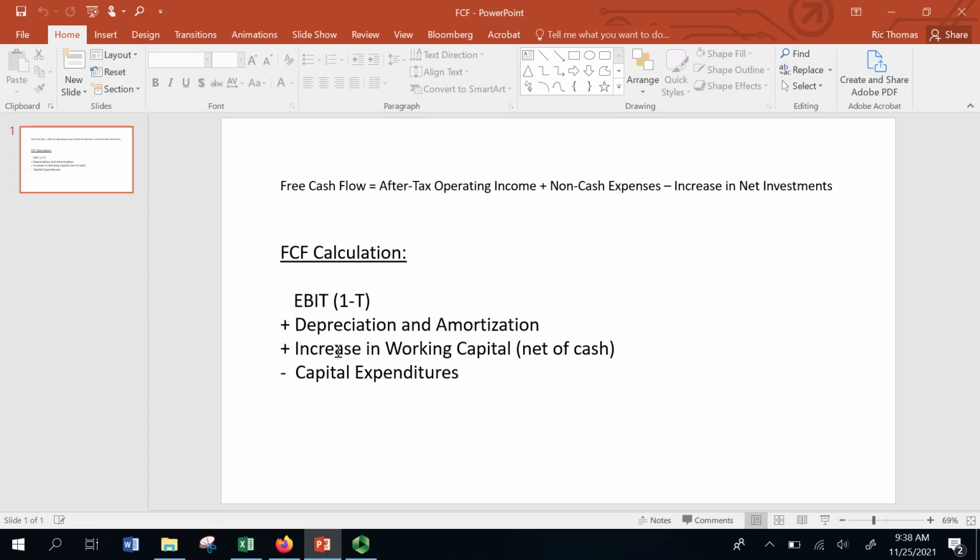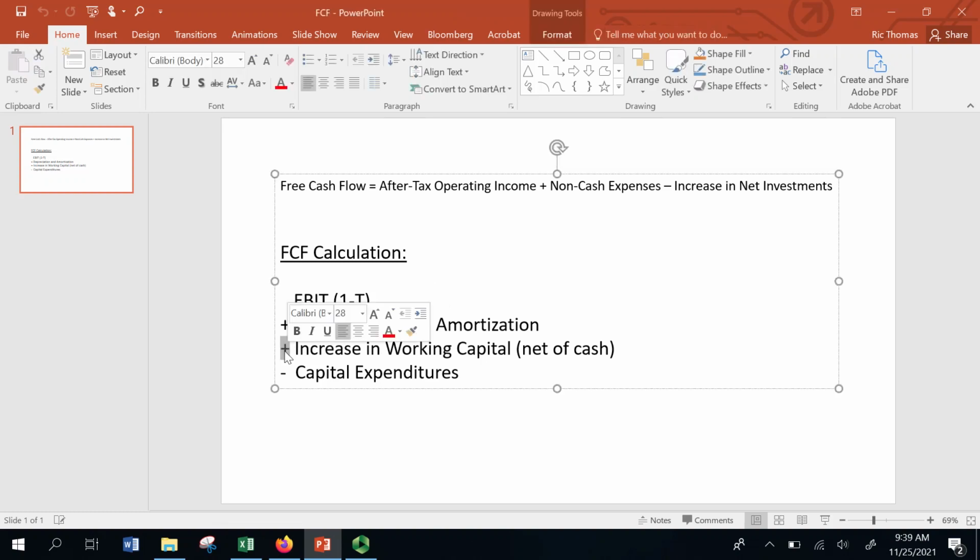Then we're going to add back in. Actually, we're going to subtract. My apologies. We're going to subtract any increase in working capital. So working capital is an investment in the firm. That's buying things like inventory or growing your accounts receivable. It's your short-term assets. We're going to strip out cash. We're not going to include the cash, which is, of course, also a short-term asset, but we're going to do it net of cash because cash is ultimately what we're trying to forecast here.